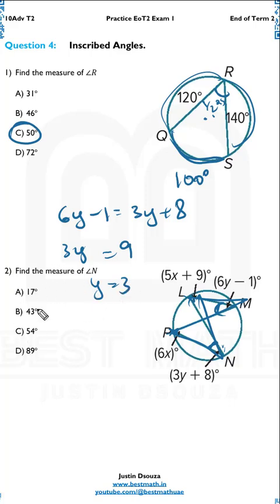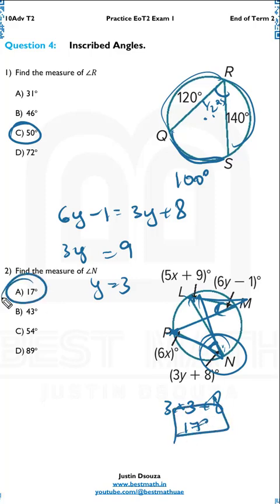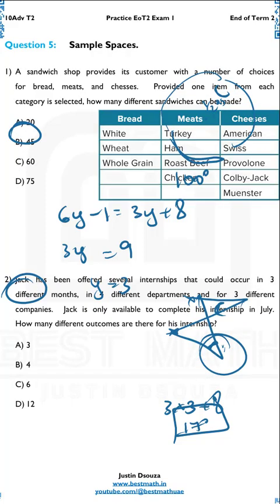But see here, this is not the correct answer. We need to find the measure n, not the value of y. So 6 into y is 6 times 3, that is 18, minus 1. It's 17 degrees. So that must be the correct answer. That's option A here. Very easy and simple problems.